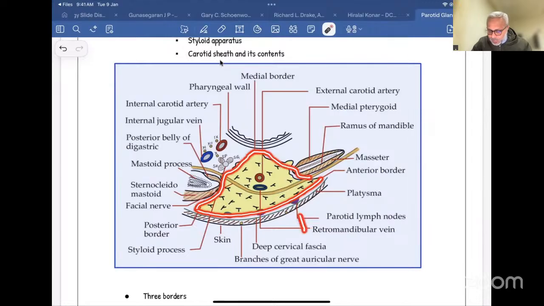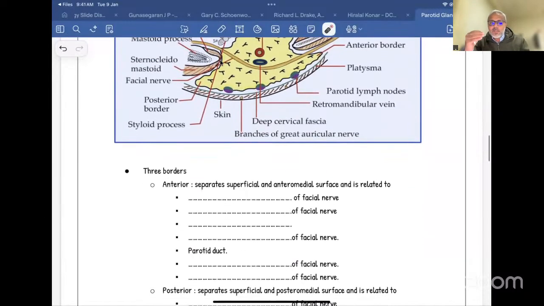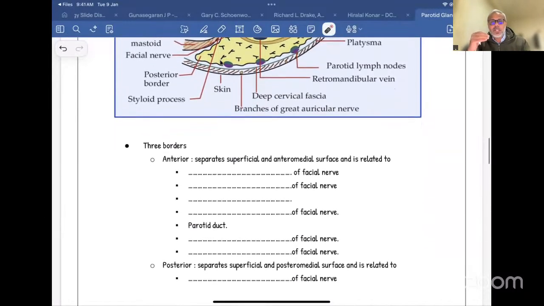The superficial surface has skin, superficial fascia, the lymph nodes, and the parotidomasseteric fascia. On the anteromedial side, the ramus, masseter, medial pterygoid. On the posteromedial surface, mastoid process, sternocleidomastoid, posterior belly of digastric. If you can write this, this is enough for a diagram. This is the first diagram the examiner would expect. So first diagram. Then once we have discussed the surfaces, the next thing is the borders.